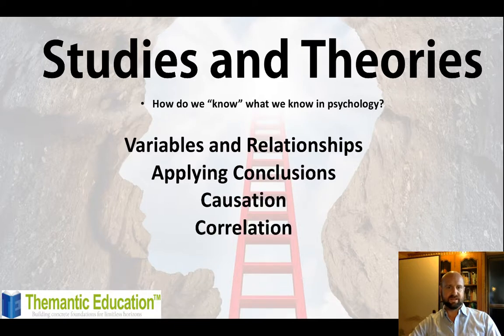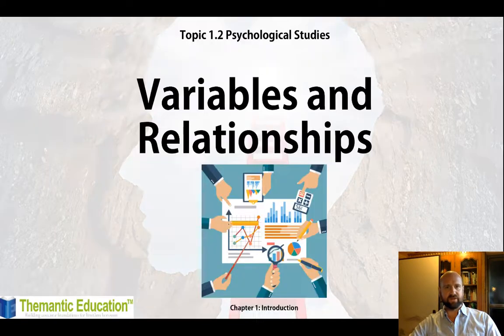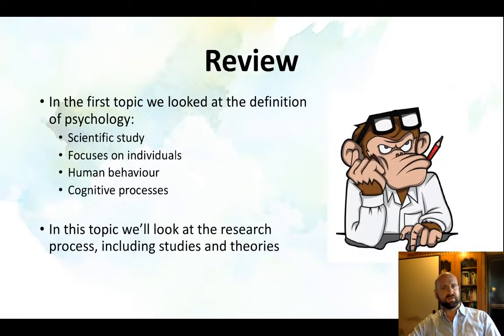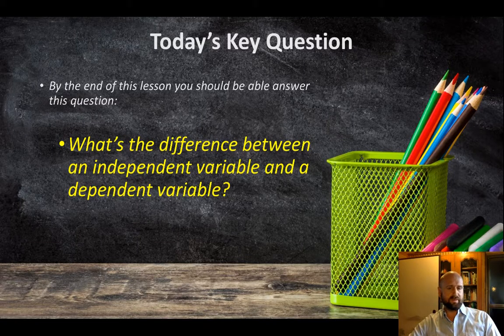So these are the lessons that are going to occur in this topic. Today we're going to look at variables and relationships, introducing the idea of IVs and DVs. We've looked at the definition of psych, and now we're looking at studies and theories. Starting off really basic, the difference between an independent variable and dependent variable.